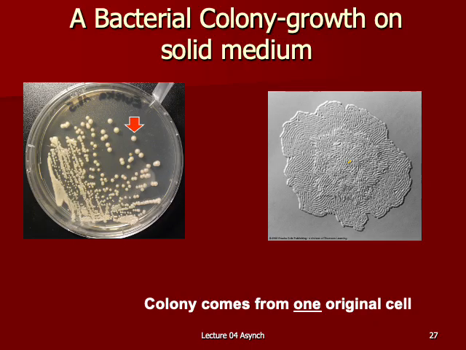Maybe this one right here, this is where the first cell started, after it got streaked out. And then it divided and divided, and it went through lag and log and stationary, and maybe it's an old plate, so now it's in decline. And that one divided and divided, and now what do you got?